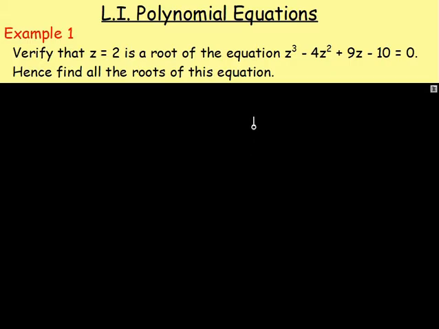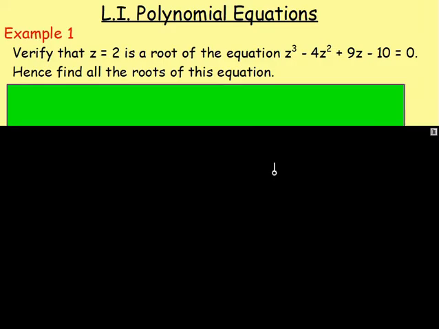However, it's coming into this chapter on complex numbers, so let's keep going and see if it gets any trickier. So using our Higher maths, how would we verify that z equals 2 is a root of that equation? What you could do is replace z with 2. So work out 2 cubed, take away 4 times 2 squared, plus 9 times 2, take away 10 equals 0. And what we should get is 0 equals 0. And if it does, it means that z equals 2 is a root.